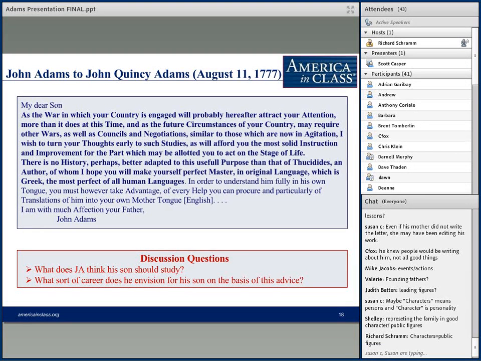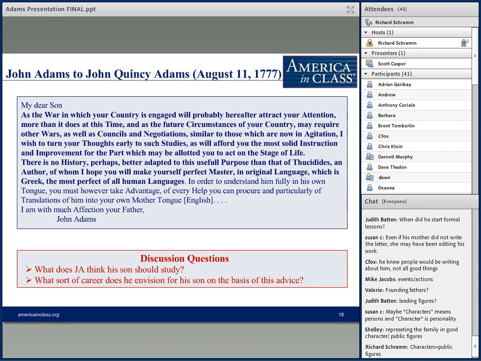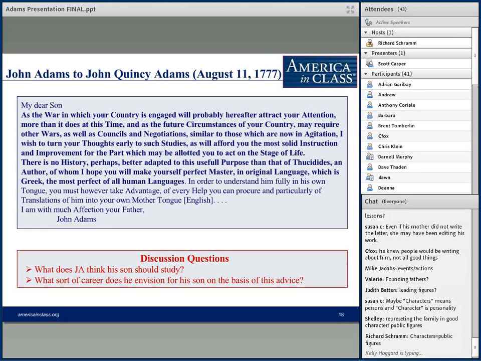My dear son, as the war in which your country is engaged will probably hereafter attract your attention more than it does at this time, and as the future circumstances of our country may require other wars as well as councils and negotiations similar to those which are now in agitation, I wish to turn your thoughts early to such studies as will afford you the most solid instruction and improvement for the part which may be allotted you to act on the stage of life.